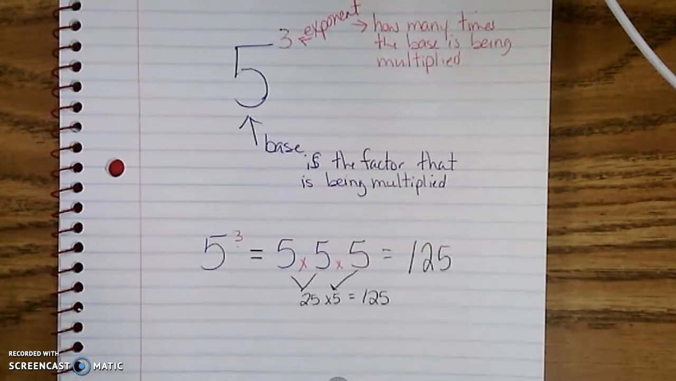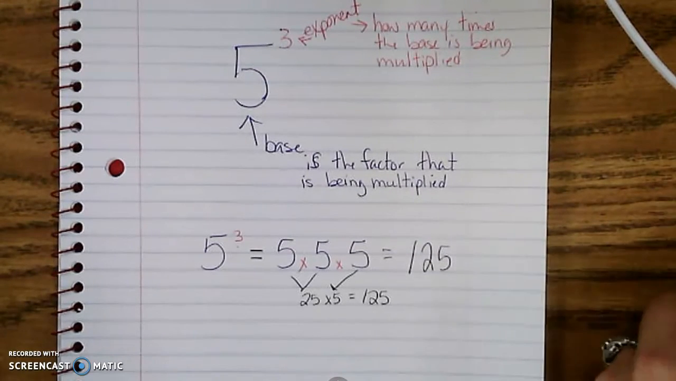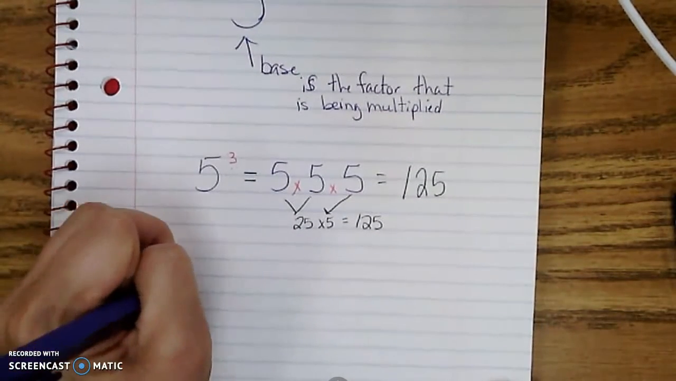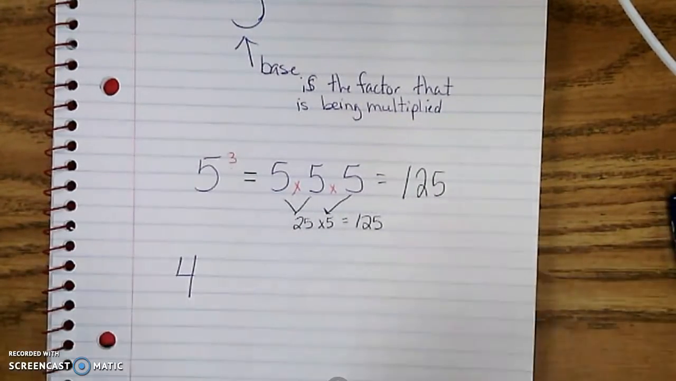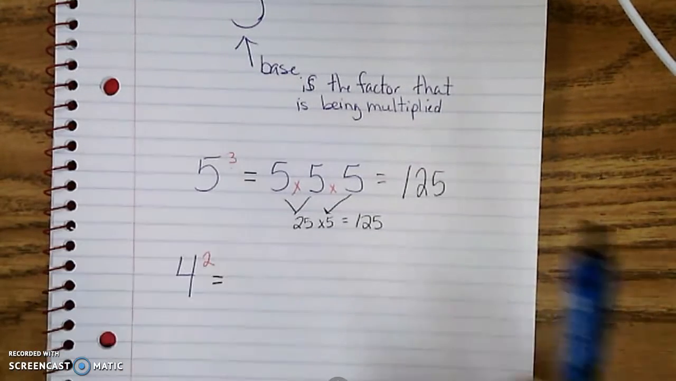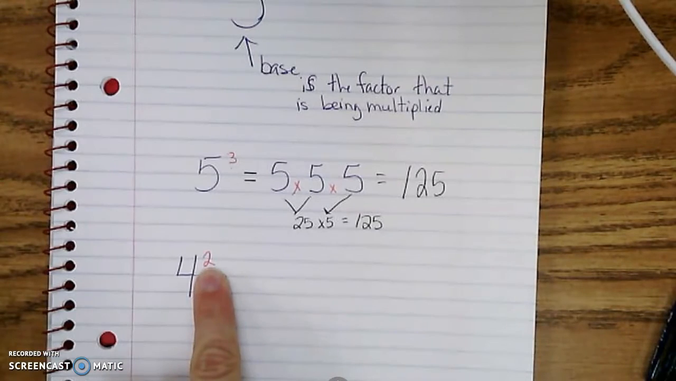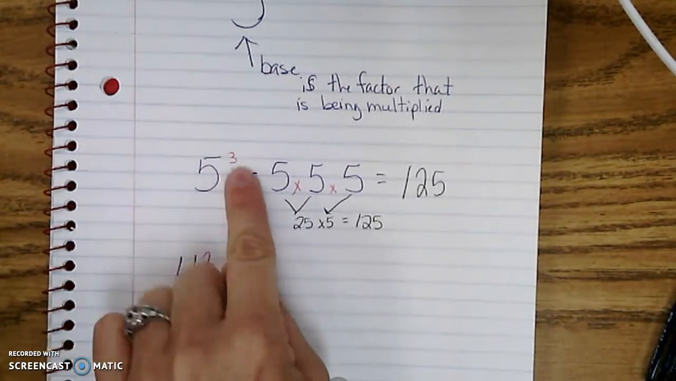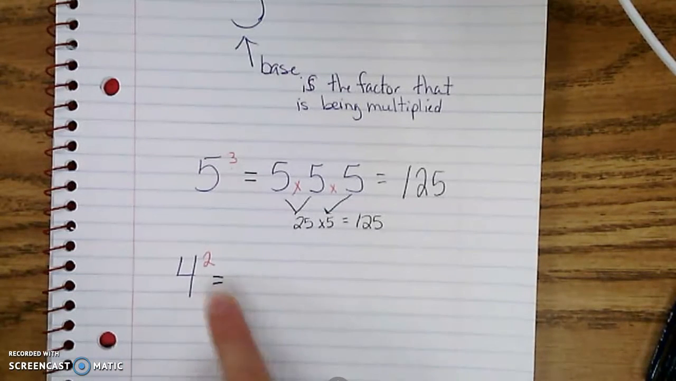Let's do another example. Let's say that I have the base of 4 and I have the exponent of 2. We can say this two different ways. We can say 4 to the second power, or we can say 4 squared. So when the exponent is 2, it has a special name, and if it is 3, we can use a special name. So that would be 5 cubed, or this is 4 squared.